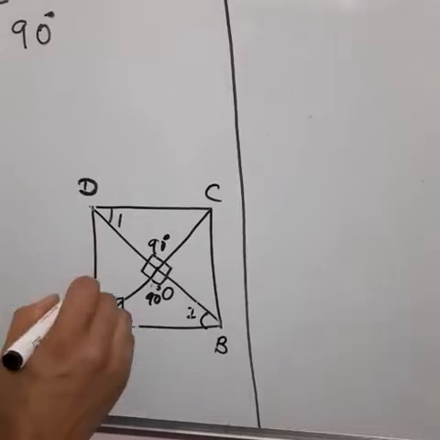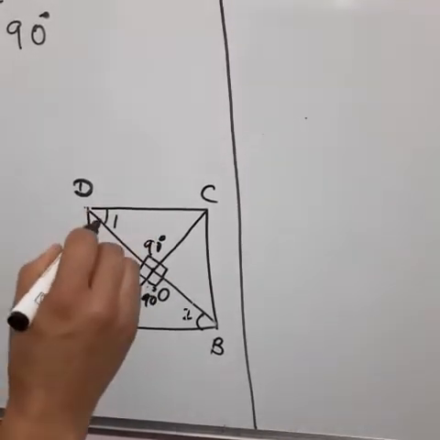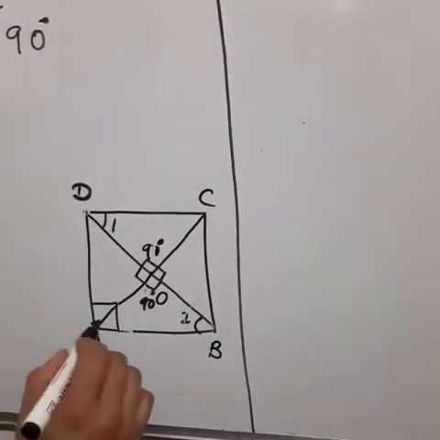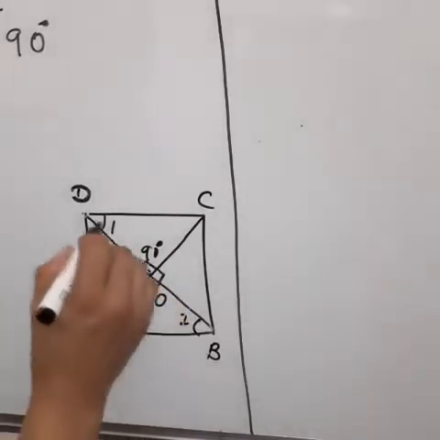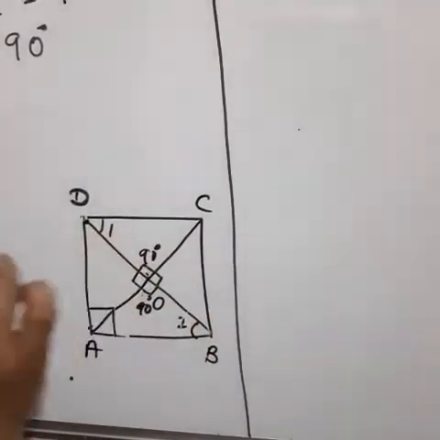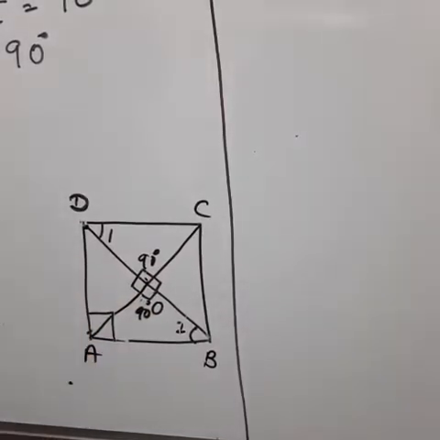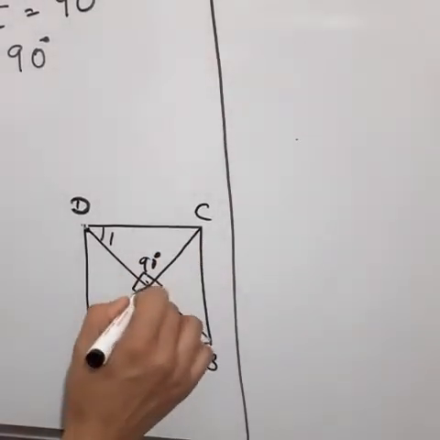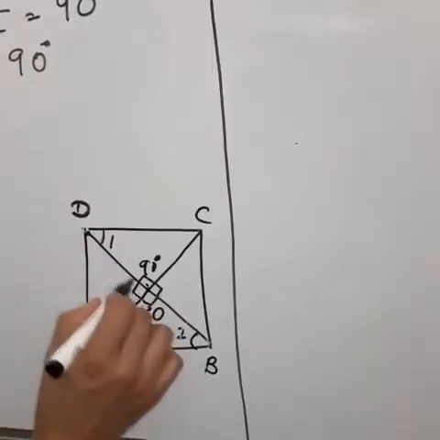Now we need to prove one pair of adjacent sides is equal. For that we have to prove triangle AOD and triangle COD are congruent. How can we prove these two triangles are congruent? See, AO is equal to CO, it is given. DO is common.